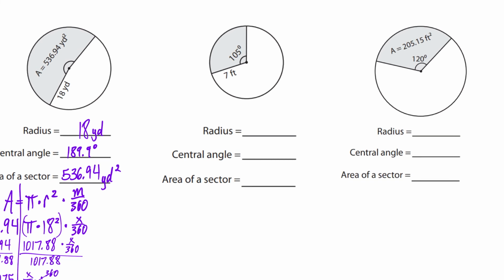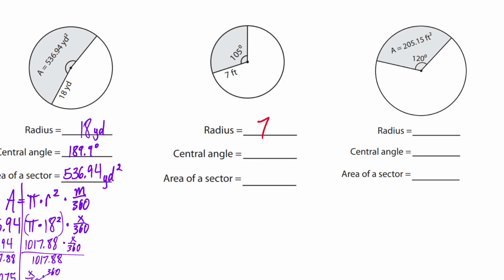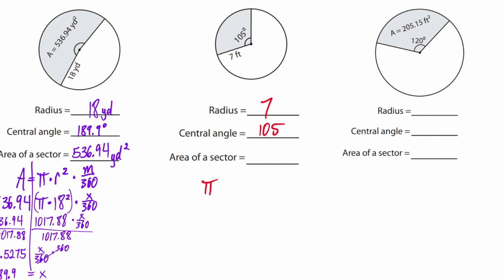All right, next one. What's the radius of this circle? 7. What's the central angle? 105. The area is what I'm looking for, so this is easy. It's pi times 7 squared times 105 over 360. What does that give you?